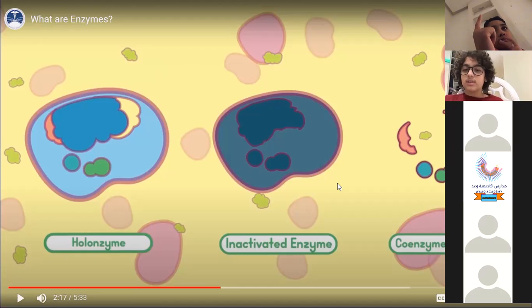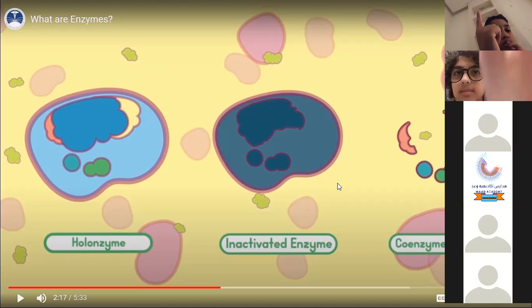Yes, they will not be dying. The only time they die is when we are sick. Then we have to replace them and get the new ones. Otherwise, they're going to stay in an inactivated state. They will be there, but they will not be doing any function because they can't find their own type of substrate.